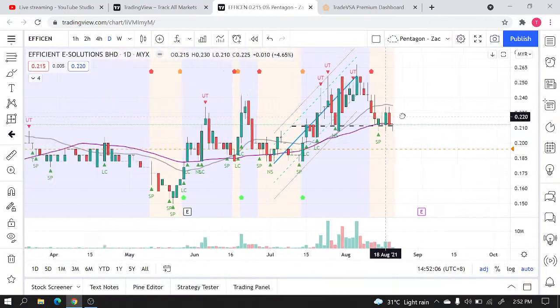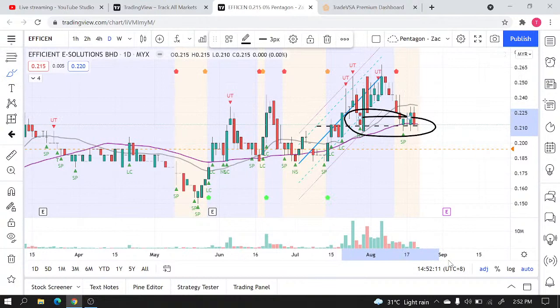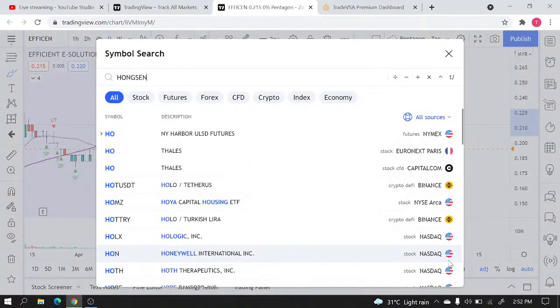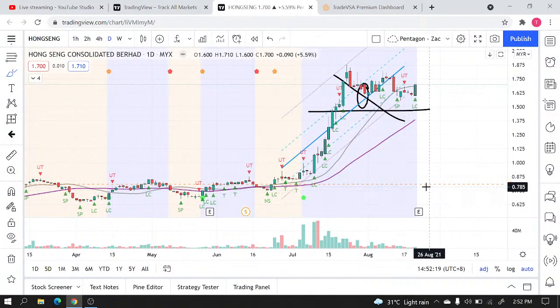Okay, Efficient still holding on NS. Okay, still holding on NS. So okay, last one before we close, Hong Seng. Okay, I'll tell you in the scope.